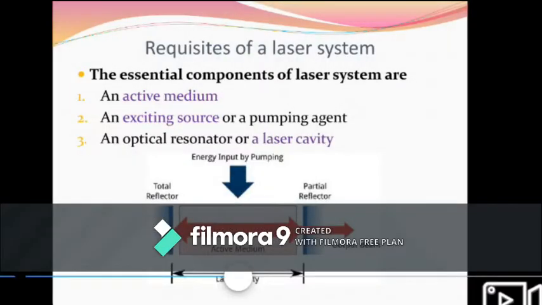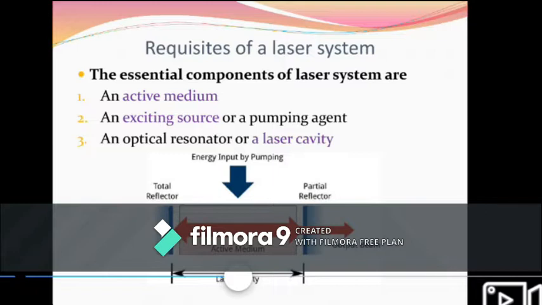So now, what are the requirements? What do you require to get the laser output? You require some raw materials, some ingredients, to get an output like that. Our need is to get the laser. To get a laser, what components are essential?